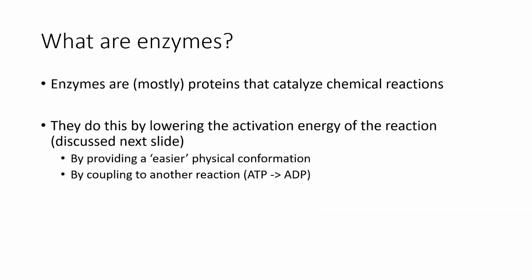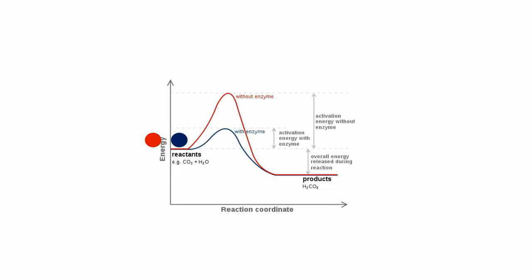Enzymes work by lowering what's called the activation energy of a reaction. And in the next couple of slides, we'll be defining what the activation energy is. But they do this by basically providing an easier physical conformation or physical interaction for the reactants to form products, or they can couple the unfavorable reaction to a favorable reaction, such as ATP to ADP. Now remember, ATP is considered the energy of cells. So using energy to make a more favorable reaction.